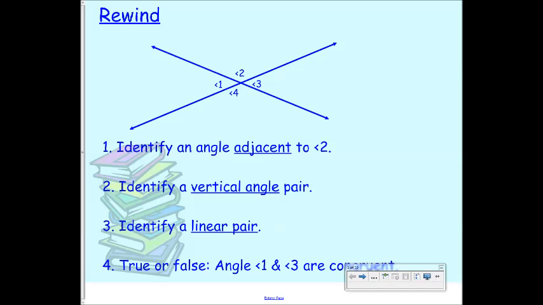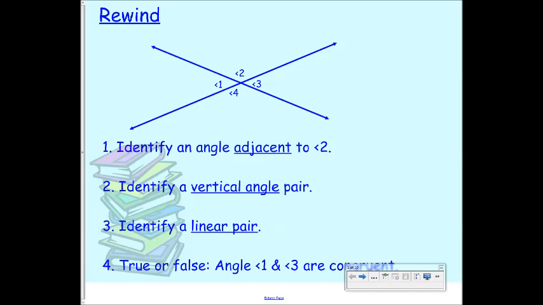What does vertical angle mean? Across from each other? So like give me one of the pairs. 2 and 4 or 1 and 3. Those angles are what? Vertical angles have to be equal to each other, congruent to each other, okay? Which makes number 4 true or false? True, because angle 1 and 3 are vertical angles, so they have to be congruent to each other.